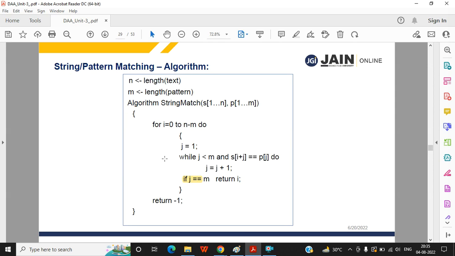Average case is what? I told you the best case means the string will be present at the very beginning. In the worst case, the string will be at the very last. What is the average case? In all other cases, in between, you will have to search, but this loop will not run the maximum number of times.